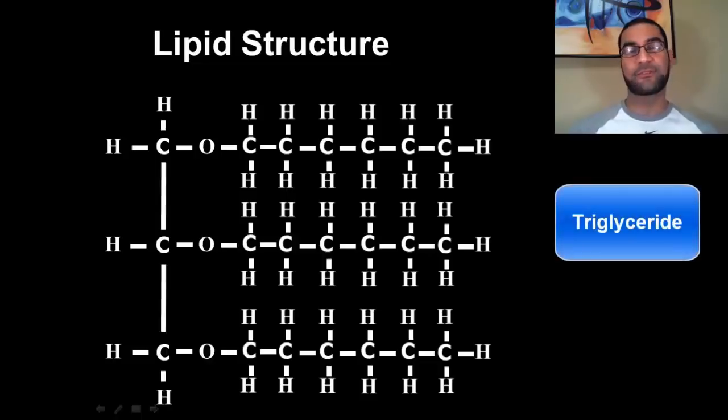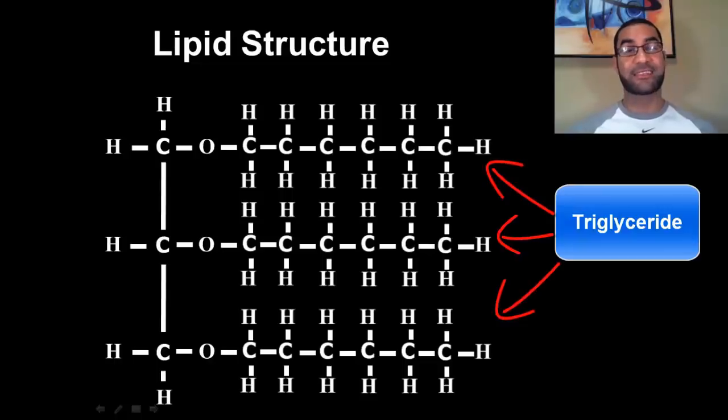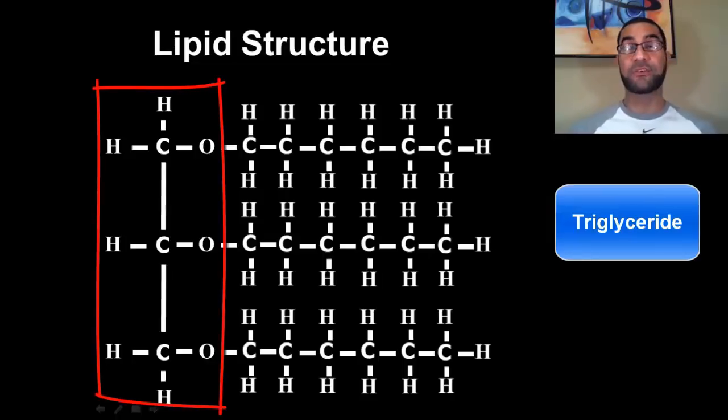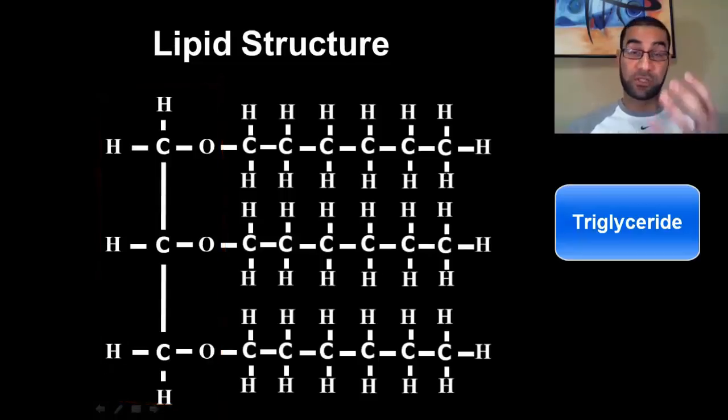Let's break that down and see if we can figure out why. What does the prefix tri mean? Three, exactly. So what do you think the three represents here? What are there three of in this molecule? Fatty acid tails, exactly. So there are three fatty acid tails, and what's it attached to? What's that vertical part called? A glycerol. So if I consider this to be a triglyceride, that should make complete sense to you. It's a glycerol backbone with three fatty acid tails extending off of it. That's why we call it a triglyceride.